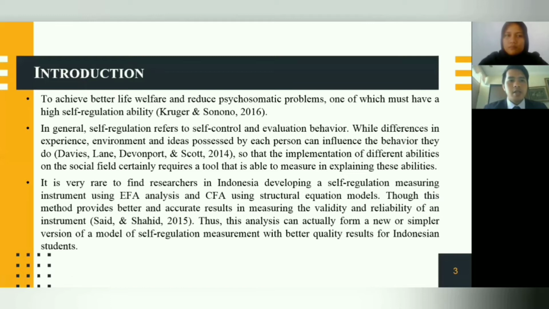To achieve better life, welfare, and reduce psychological problems, one must have high self-regulation ability. In general, self-regulation refers to self-control and evaluation behavior. While different experience, environment, and ideas possessed by each person can influence the behavior they do, so that the implementation of different abilities on the social field certainly requires a tool that is able to measure and explain these abilities.